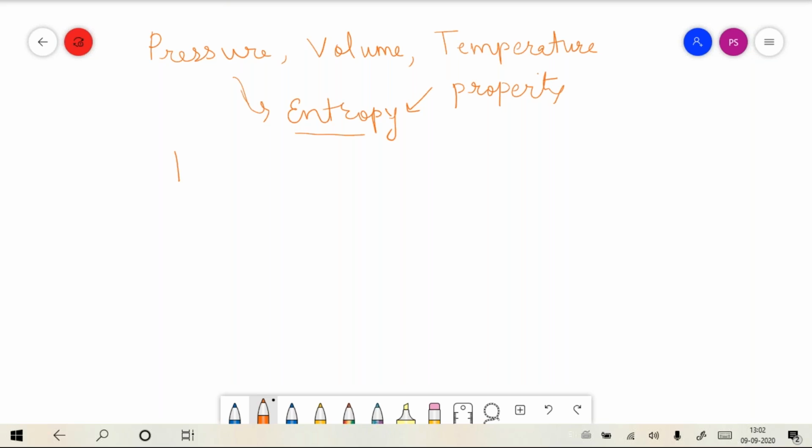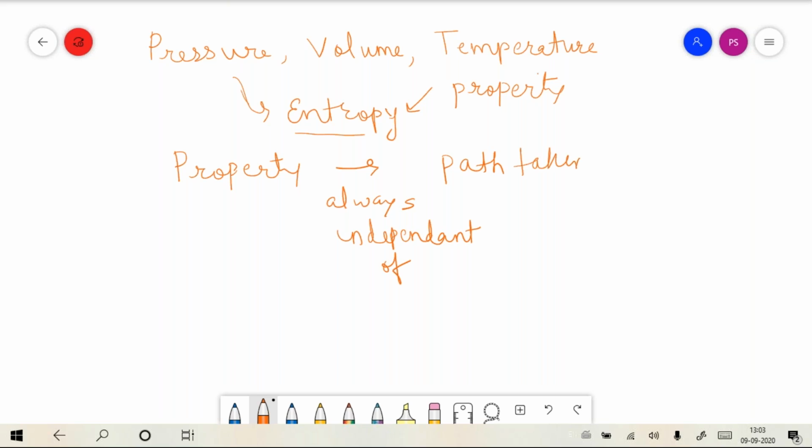For that, we need to understand what property means. Property means it is independent of the path taken. Property is always independent of the path taken. It does not depend upon the path or the process. It is independent of the path taken during the change of state. For example, consider the property of pressure or the property of volume.